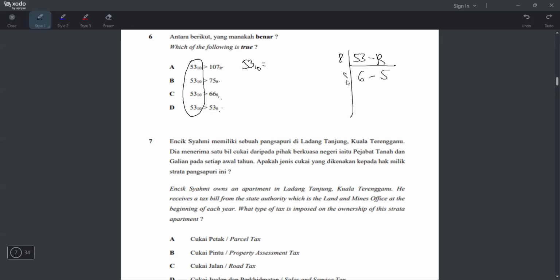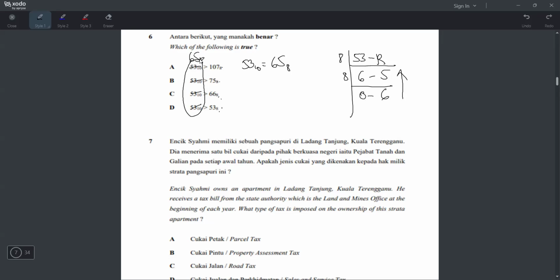Okay, divide 8 again. 8 times 1 is 8, but lebih already. So I can take 8 times 0 lah. So 8 times 0 is 0, but I want 6. So the remainder will be 6 minus 0, which is 6. And the answer you have to baca dari bawah ke atas. So the answer is 6, 5 base 8. Right? Okay, now we already know all this is 6, 5 base 8.